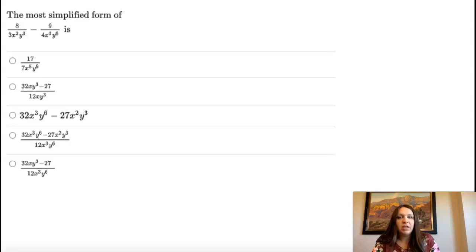If I'm adding or subtracting, let's do subtract because this problem's subtract. If I'm subtracting fractions or adding, I need to find a common denominator. So that means the denominator has to be the same. So the common denominator for 2 and 5 would be 10.